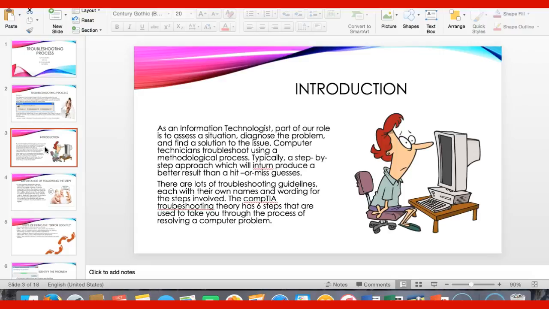So as an information technician, part of our role is to assess the situation, diagnose the problem, and find a solution to the issue. A computer technician will troubleshoot using a methodological process, typically a step-by-step approach, which will in turn produce a better result than a hit or miss or guess. There are lots of troubleshooting guidelines, each with their own names and wording for the steps involved. The CompTIA troubleshooting theory has 6 steps that are used to take you through the process of resolving a computer problem.